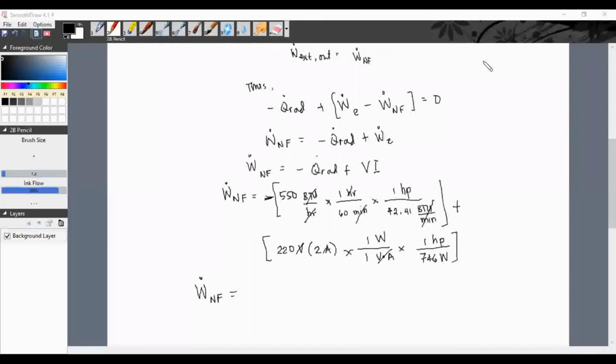Okay. So calculate natin yan. So using your calculator, we have a work non-flow of 0.37366 horsepower. So ito na po yung sagot.